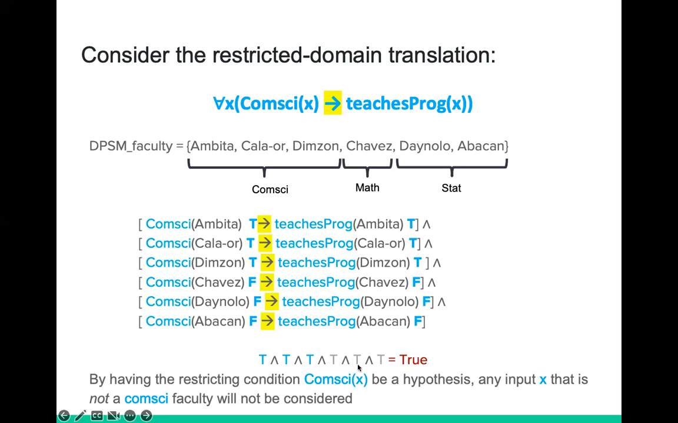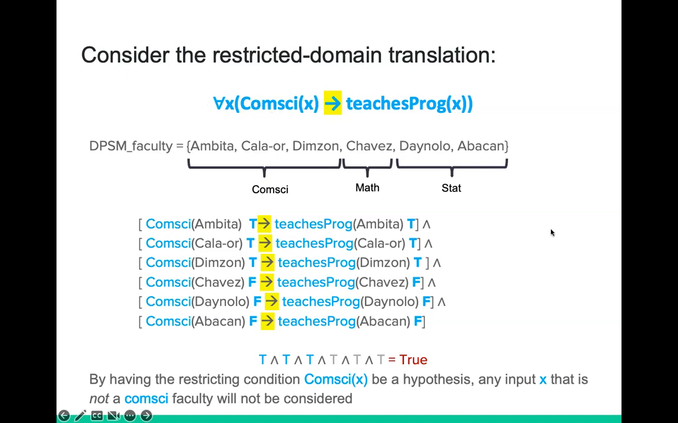So we have grayed out this non-ComSci input like Chavez, Tainolo, Abacan, who belong in the math and stat faculty to help you see it better. Okay, so as you can see, even if it is true, it does not affect the whole statement.